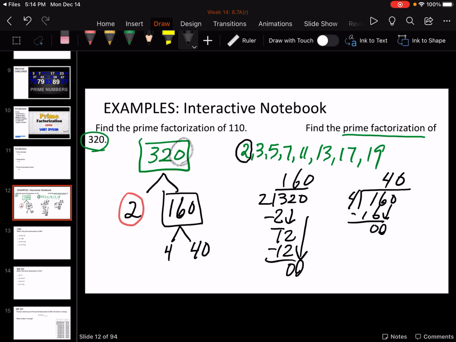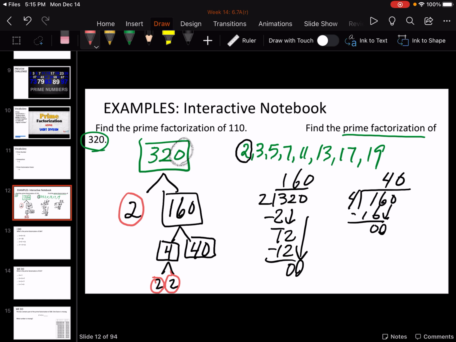We have 4 and 40. They are both composite because they are not on the list. If they're on the list, that means they are prime. But since they're not, it is a composite. 4 can be broken down into 2 by 2. 40 can be broken down by 5 and 8, 2 by 20, 4 by 10, right?